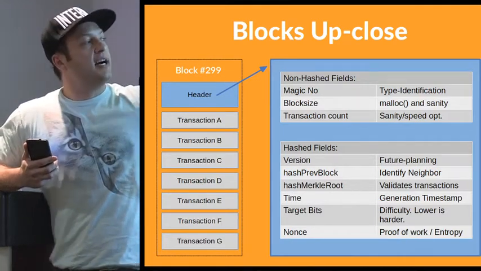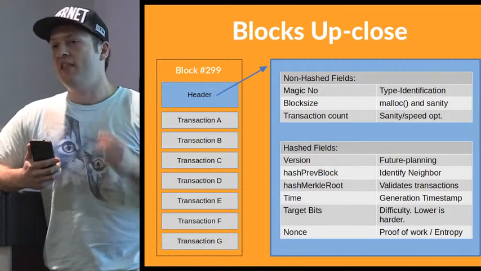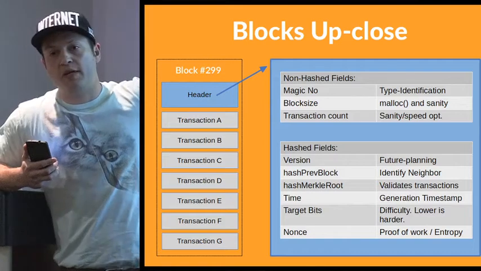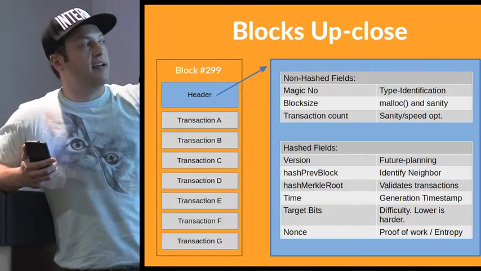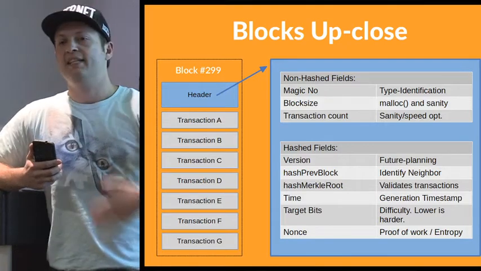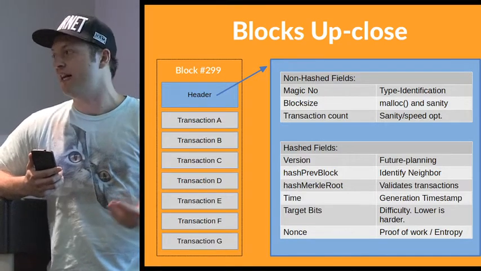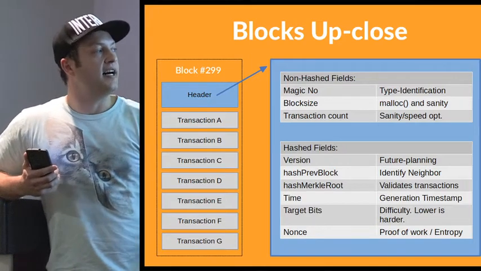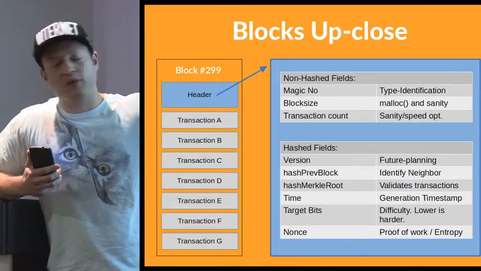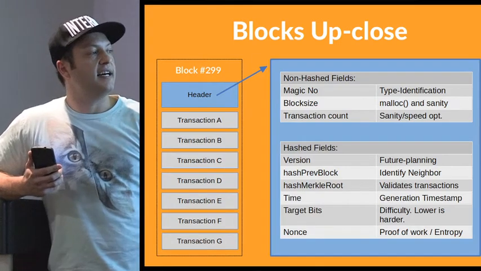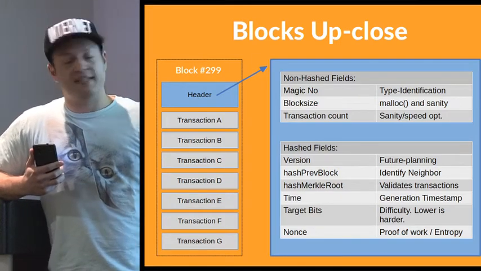there on the left. The hash of the previous block, that's used to keep people from going ahead too far. You cannot mine block 301 without having mined block 300. That previous block hash would prevent you from doing that. And that resets the entire network's mining operations every single block. It doesn't allow people to cheat by going ahead, pre-computing, and then announcing it. The time is mostly a source of entropy to assist in the mining process. The target bits is the difficulty.